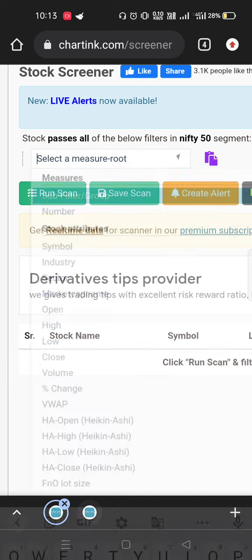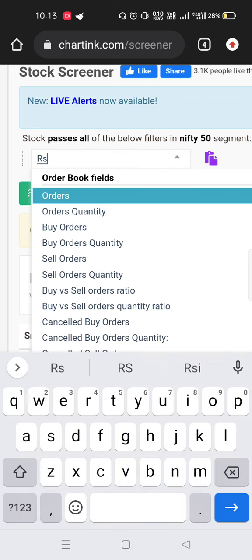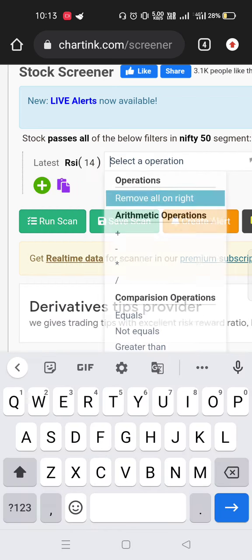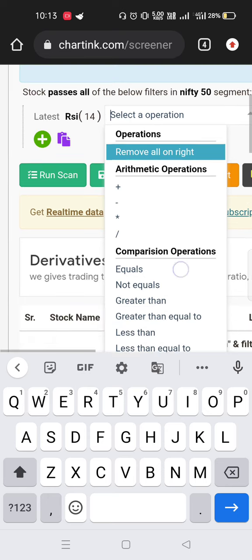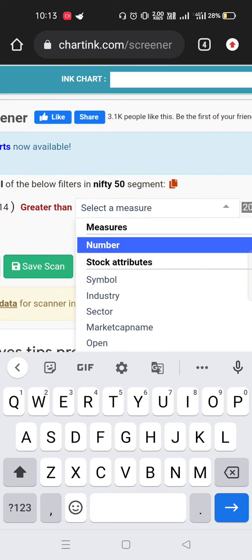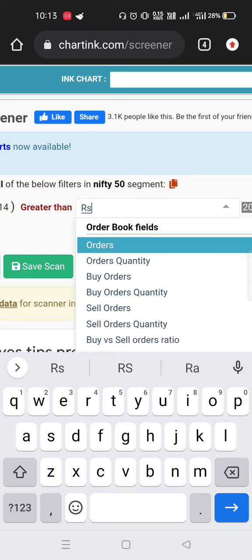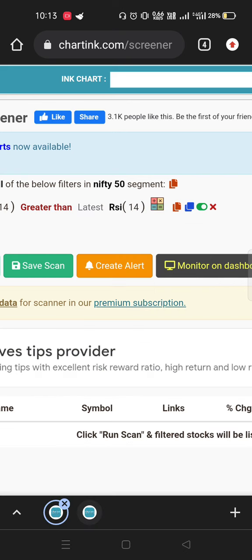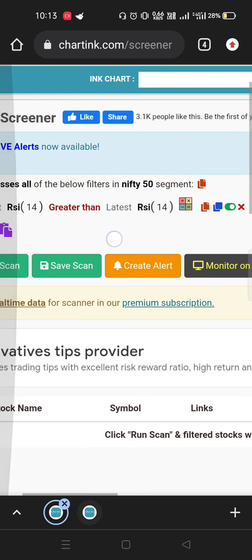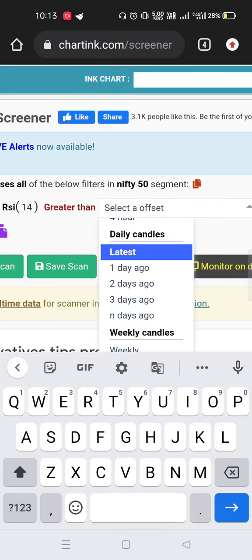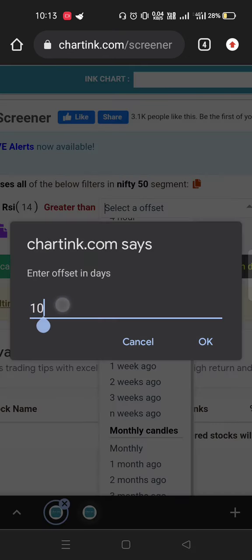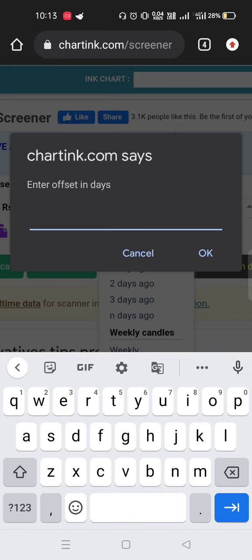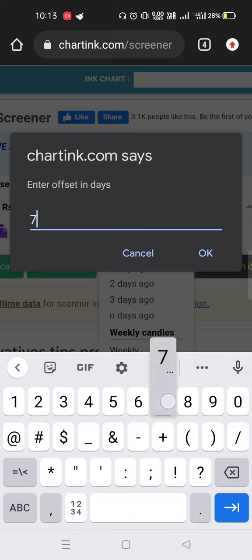Now I need to go for the RSI. Make a selection of RSI. This will be very useful for scanning the stocks, especially for full-time traders. So as of now we have done the RSI. Now I need to go for 7 days. You can check here and make it 7 days.